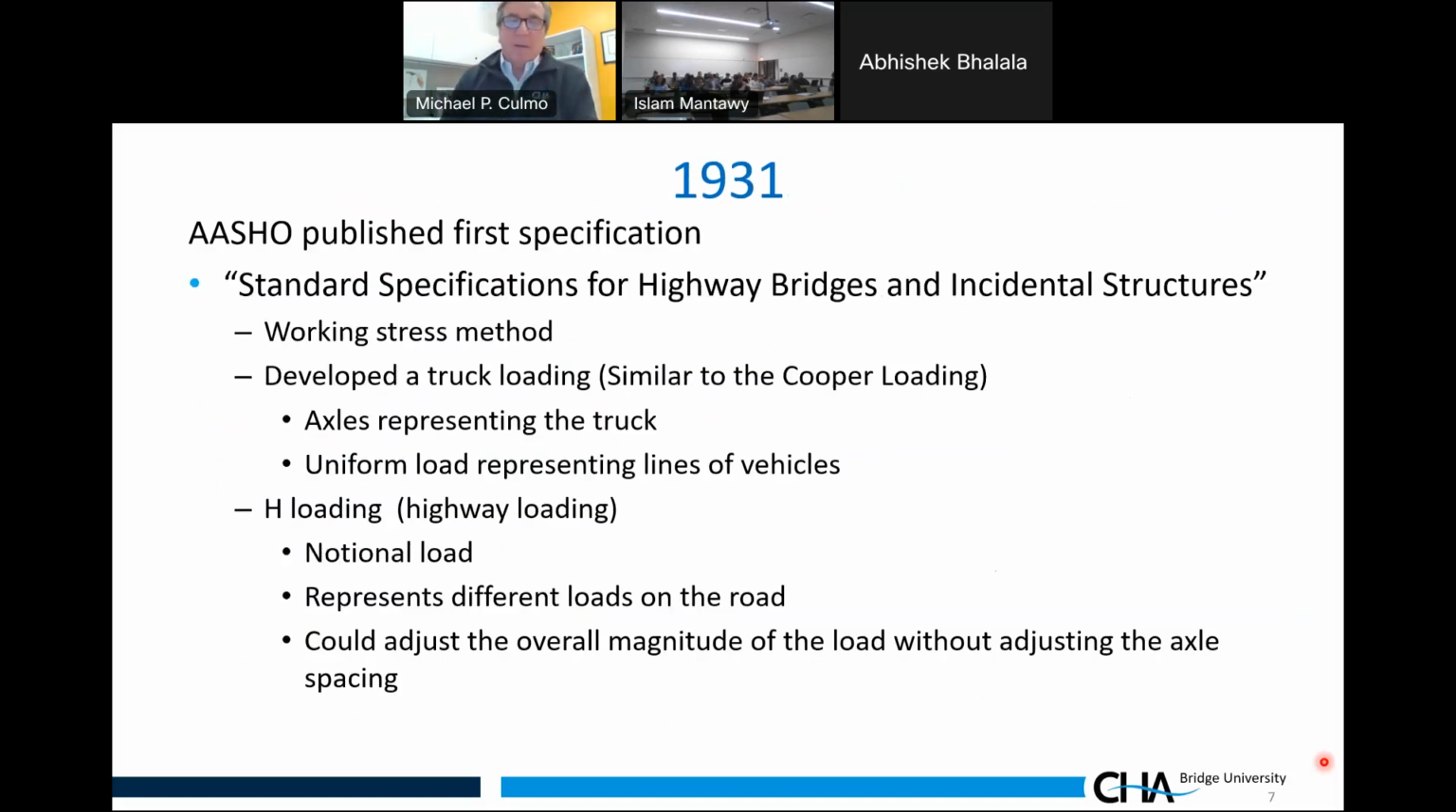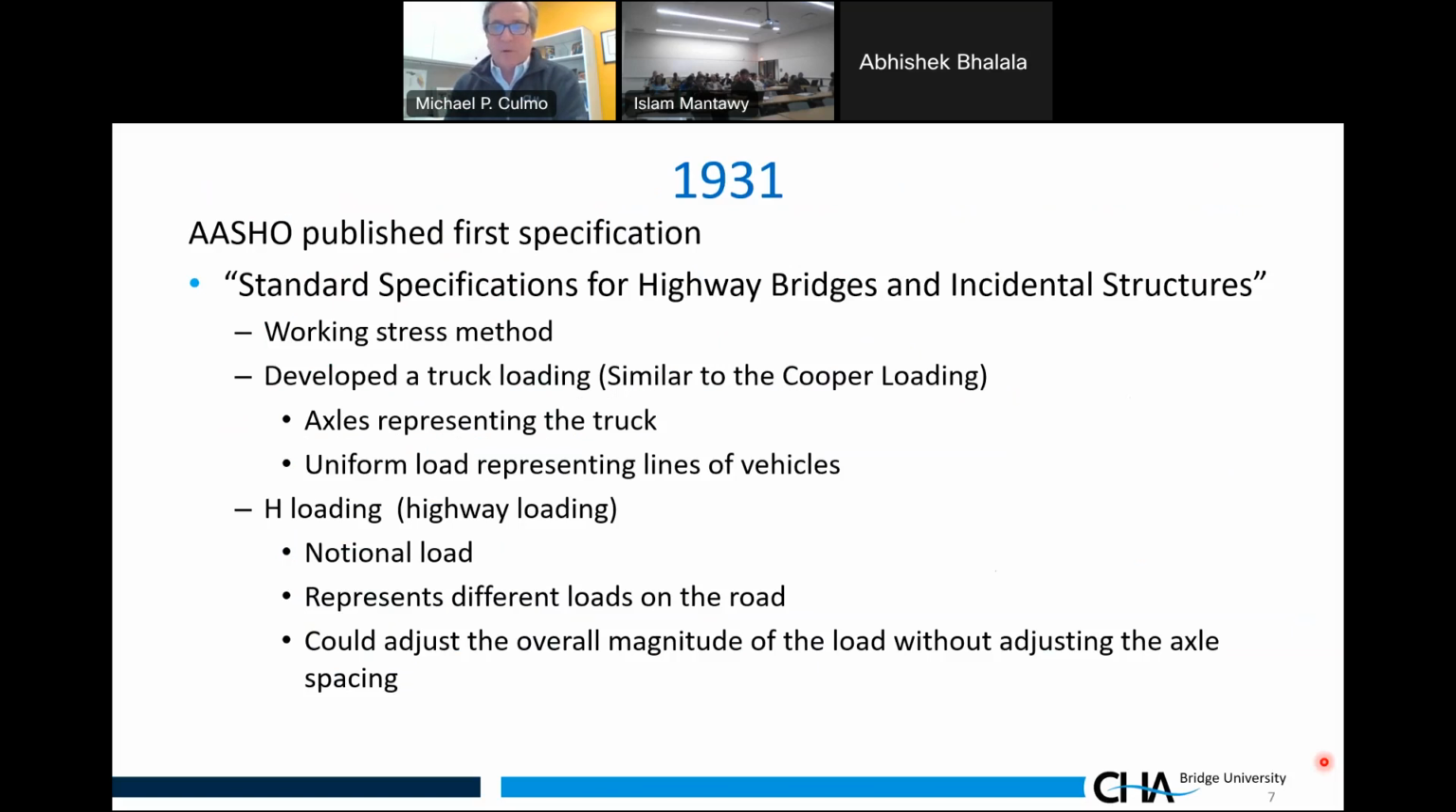1931 was a momentous day in the history of bridges. AASHO at that time published the first actual specification in print format, and it was entitled The Standard Specifications for Highway Bridges and Incidental Structures. This document stayed in existence until the early 2000s, so think about that, a specification that was used for over 70 years. It's based on the working stress method, and the working stress method is we don't use factored loads.